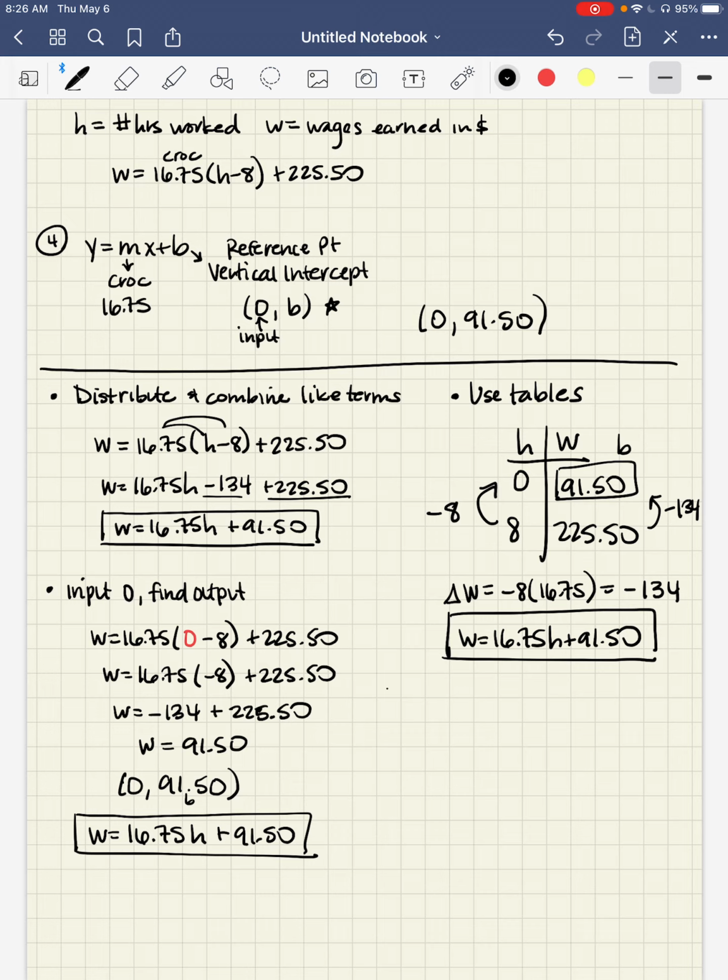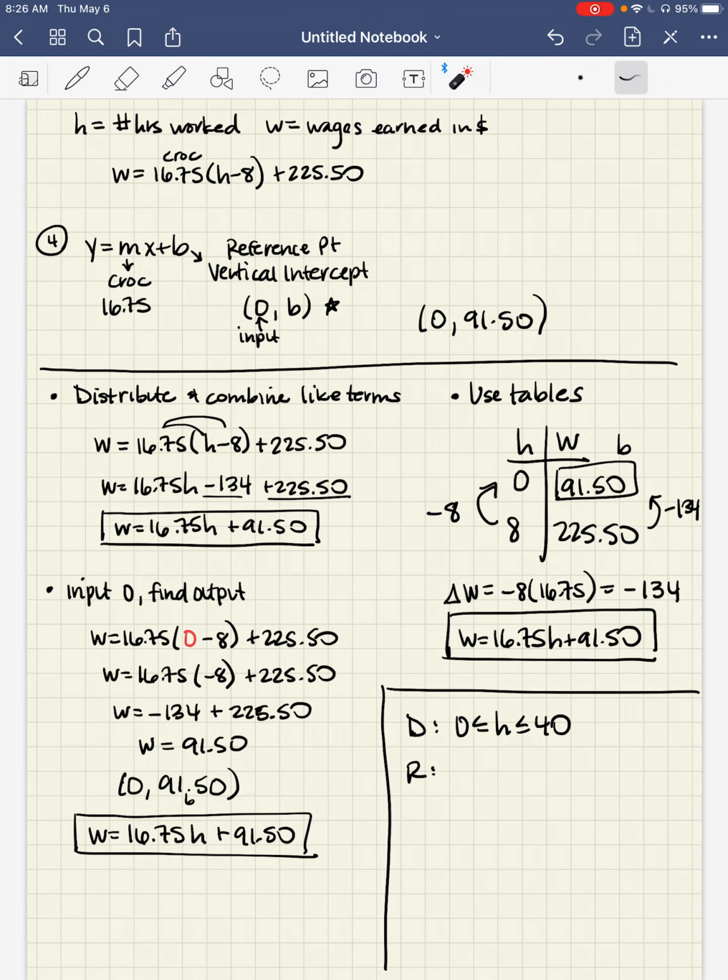I do want to lastly address the domain and range. So the domain, I told you they can't work any more than 40 hours. I think most of you guys had that part correct. The range gets a little tricky only in this sense: some of you guys had 0 here. Technically, based on our formula, if they work 0 hours, they still make 91.50. And so really what we should be putting here is 91.50. So if you input 0, you're going to get $91.50.